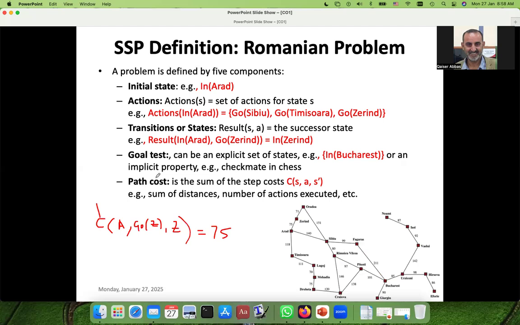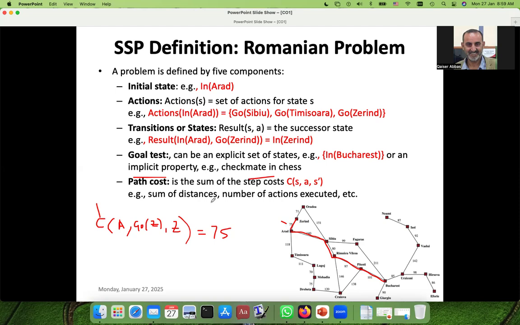So now, path cost. Normally, path cost means the path from the initial state to the final state. Because it is a path, not a step cost. What is step cost? This is one step. So whatever the cost is, 75, this is a cost for one step. But if you have this path, which is a solution, then you can sum up all these values. Then it would be called path cost.